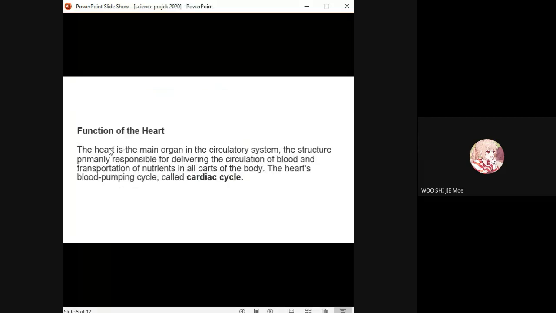Function of the heart. The heart is the main organ in the circulatory system. The structure is primarily responsible for delivering the circulation of blood and transportation of nutrients to all parts of the body. The heart's blood pumping cycle is called the cardiac cycle.